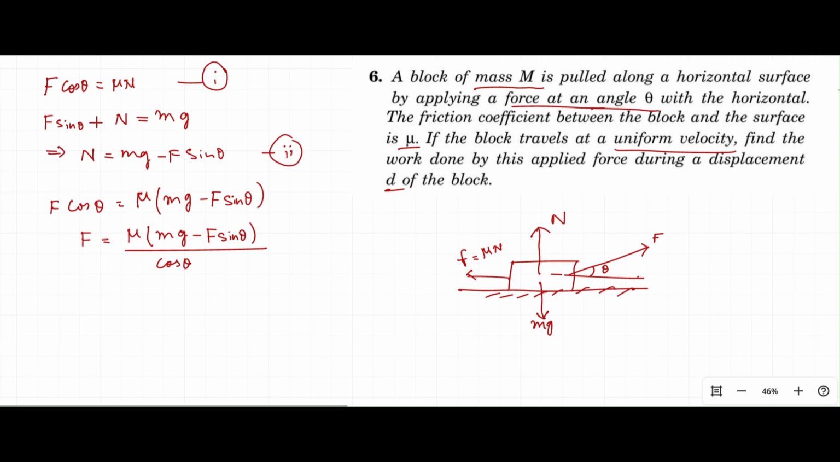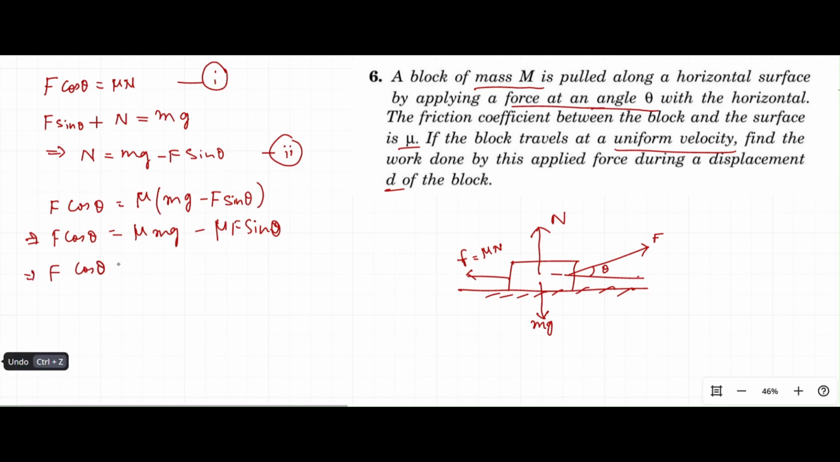Now, sorry, here we have to equalize this. We have to calculate F. So we can write it as F cos theta is equal to mu mg minus mu F sin theta, and we can take F this side, so it becomes F cos theta plus mu F sin theta is equal to mu mg, which leads us to F into (cos theta plus mu sin theta) is equal to mu mg.